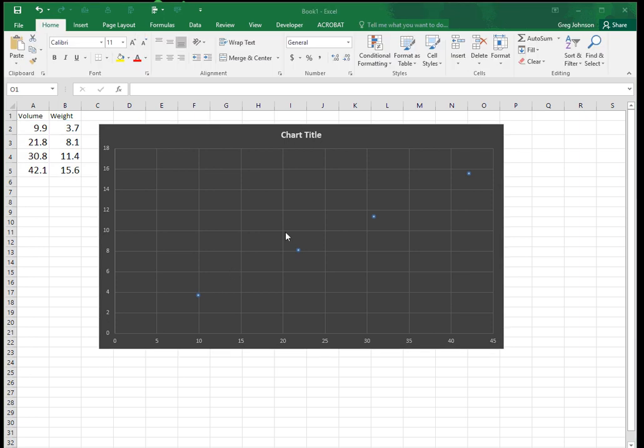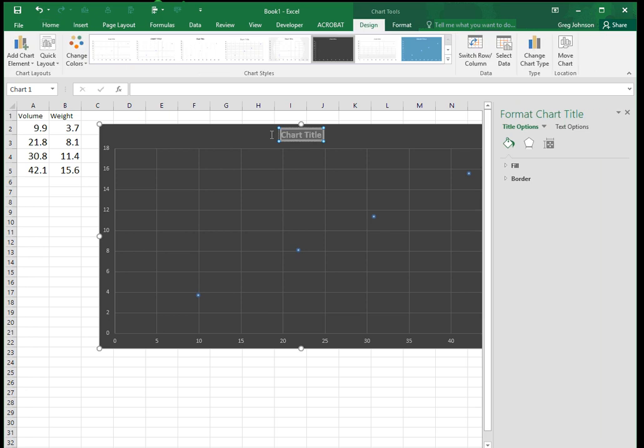Okay, so once you have that, it's nice to keep track of what you're actually talking about. So let's put a title here. For the chart title, it's always going to be your dependent variable versus your independent variable. So your dependent variable here, again, is the weight. Okay, we want weight versus volume. So the weight is what's changing. The volume is what we are controlling. We're adding volume and seeing what happens to the weight.